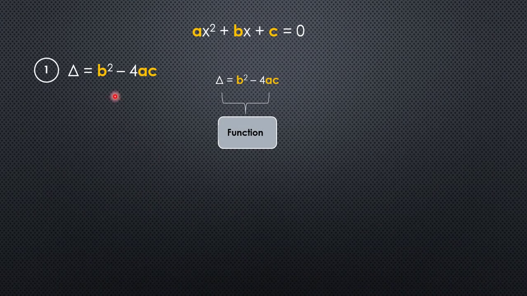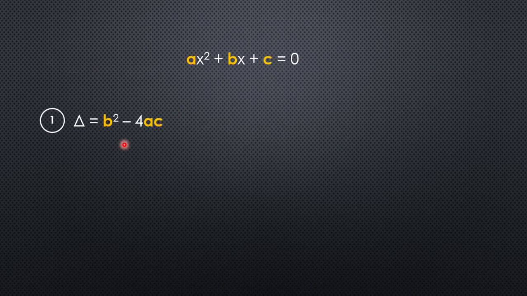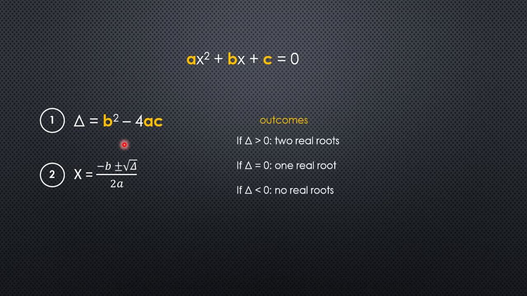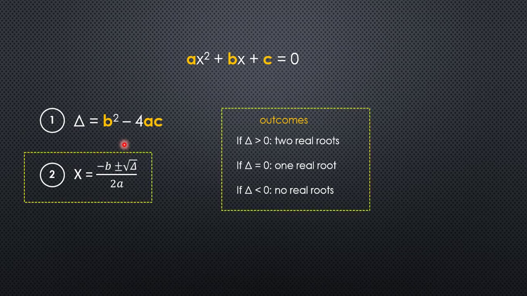So here first we have to calculate the delta, and the delta has three parameters, a, b, and c, and the output of course is delta, no secret here. And in the second part of the problem we must obtain the roots of the equation, and we may have three outcomes, two real roots, one real root, or no real roots. So we have to create a function for this part of the problem as well.